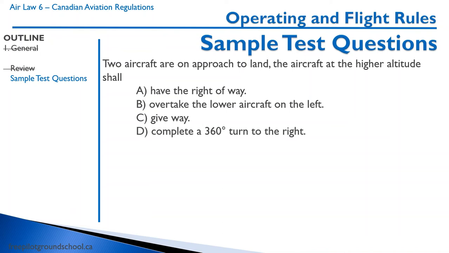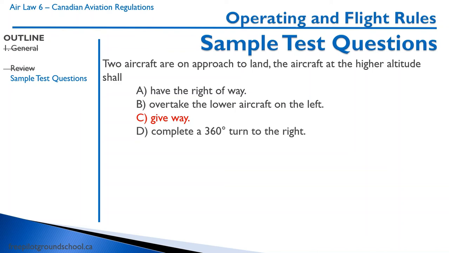The correct answer is C in this case. But often what will happen, let's say two aircraft are talking on the radio on the aerodrome traffic frequency, ATF, and they see another aircraft. He's like, okay, and he gives way, and then he just does a 360 degree turn. But the most correct answer here is give way.